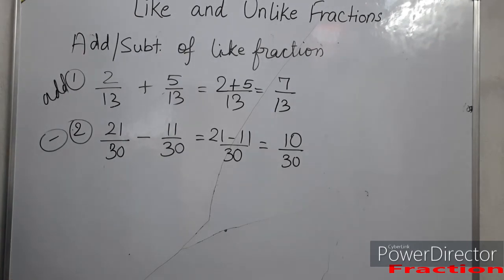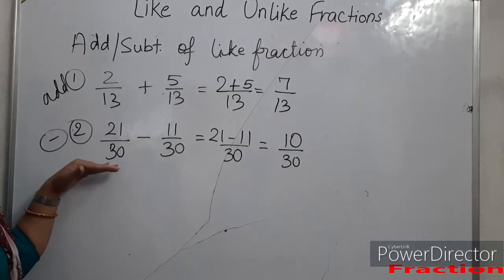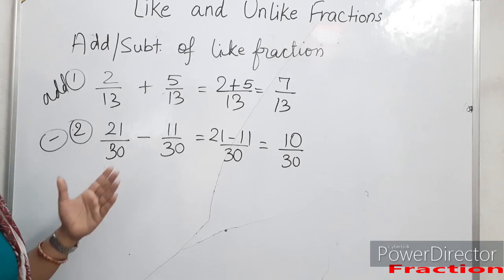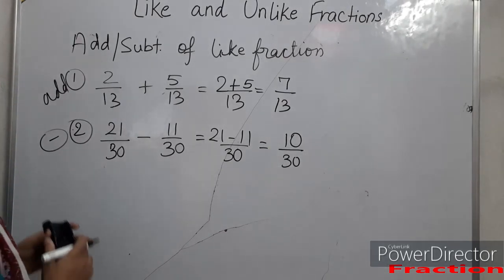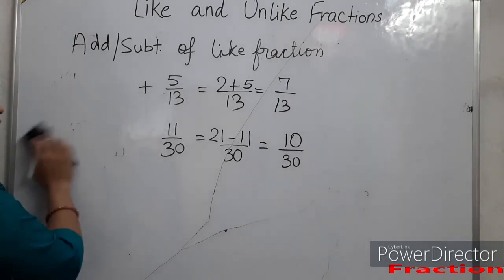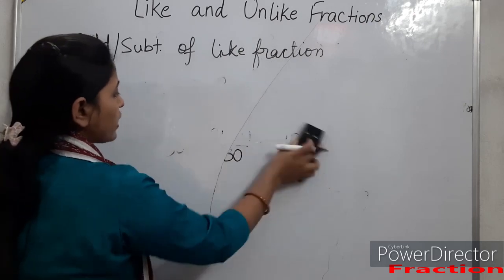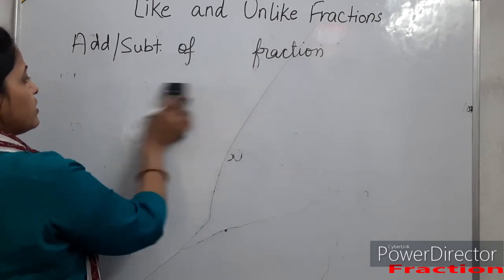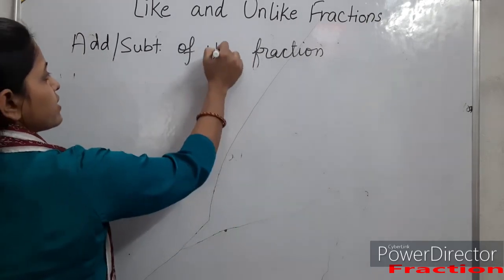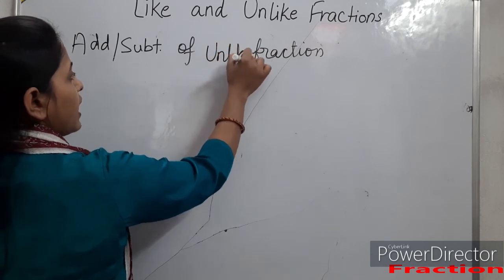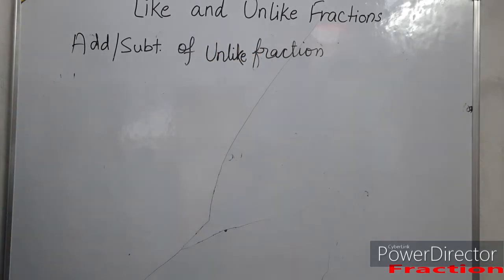Okay, hope this addition part of like fractions is clear to you all. Now let's come to unlike fractions. How can we add and subtract unlike fractions?